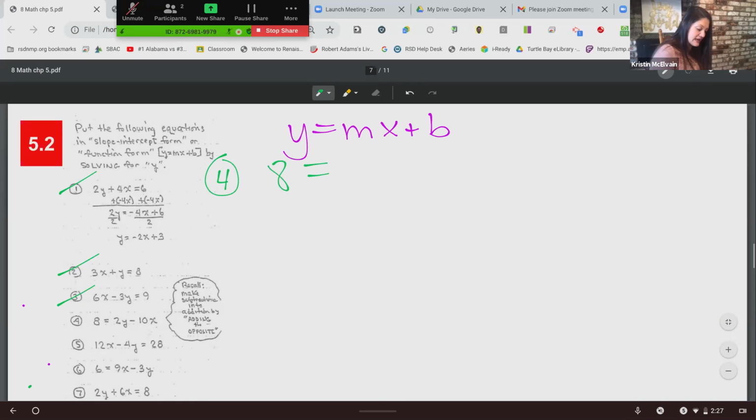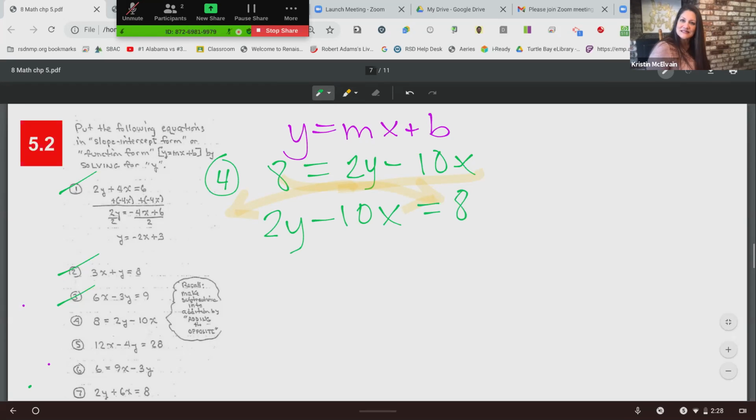So number 4 says 8 equals 2y minus 10x. First thing I'm going to do is just flip-flop this entire equation. So I'm going to put my 2y over here and my 8 over here. And I want you to look to see, do you agree it's the same thing? So now I have 2y minus 10x equals 8. Okay, so it's the same thing. I just switched which side the equal sign was on. In that way, I can match my y equals mx plus b.